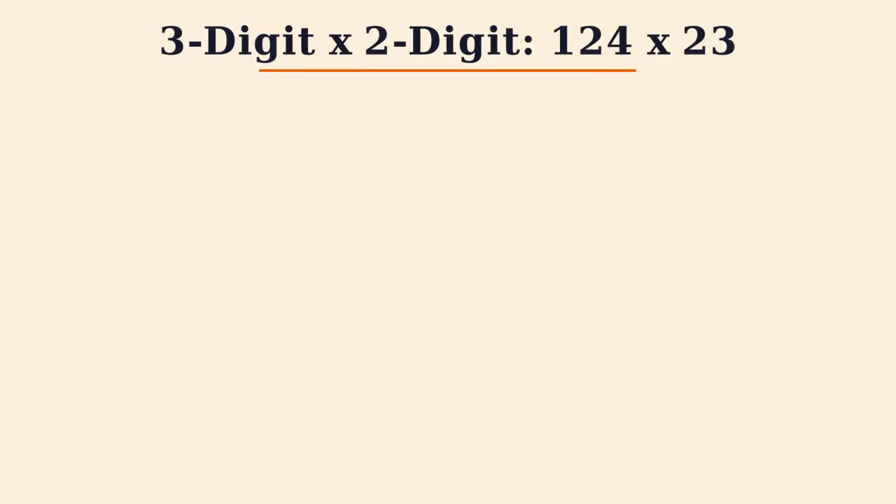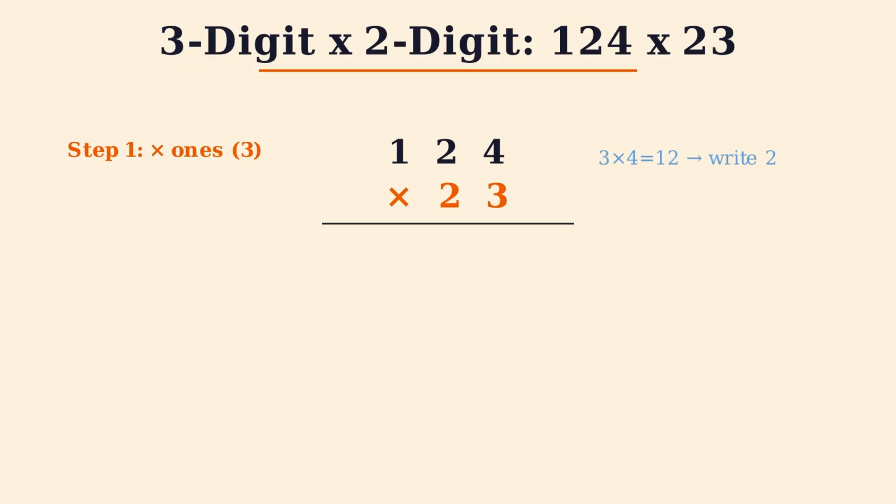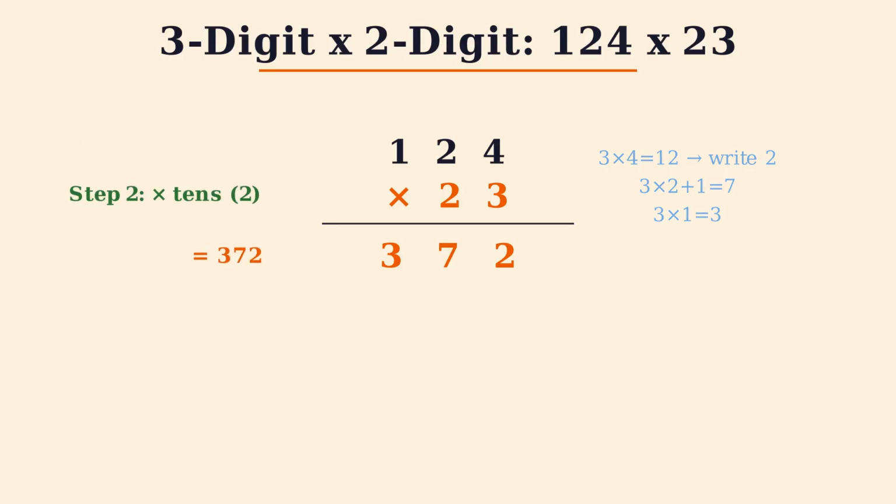Let's tackle 124 times 23 using the standard algorithm. Step 1. Multiply 124 by the ones digit, 3. Ones. 3 times 4 equals 12. Write 2, carry 1. Tens. 3 times 2 equals 6 plus 1 carried equals 7. Hundreds. 3 times 1 equals 3. First row is 372.